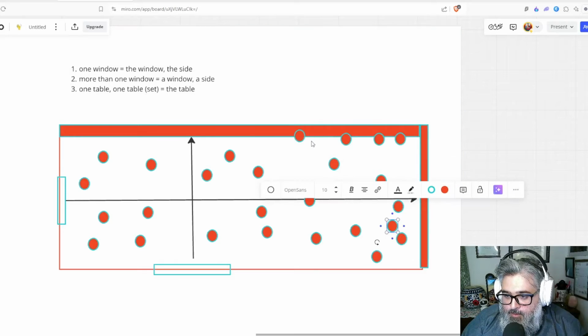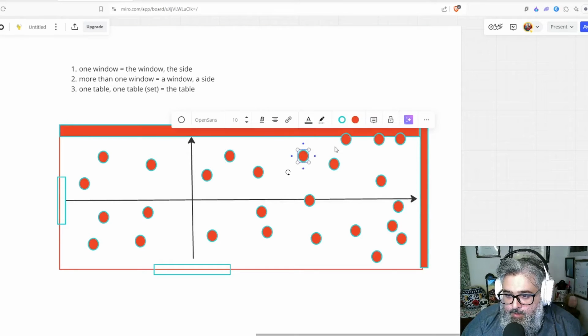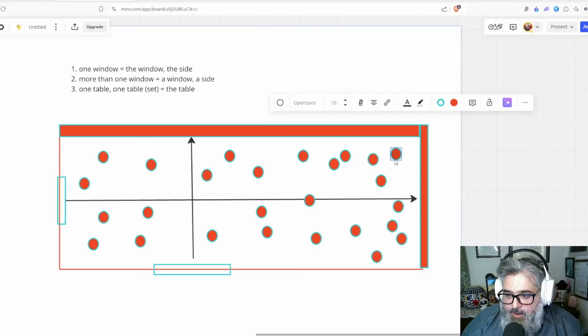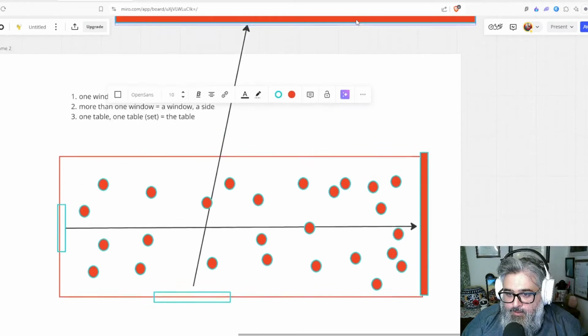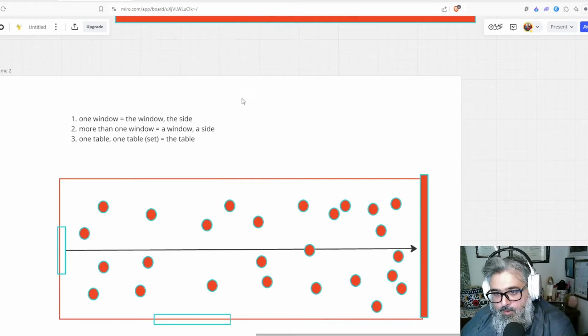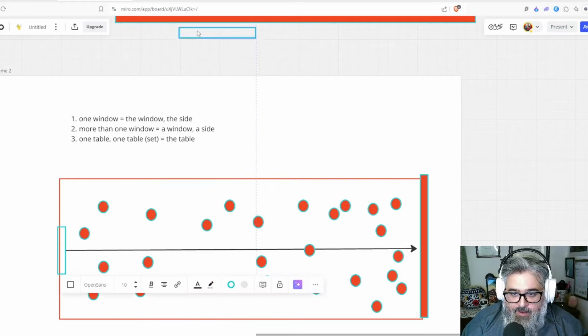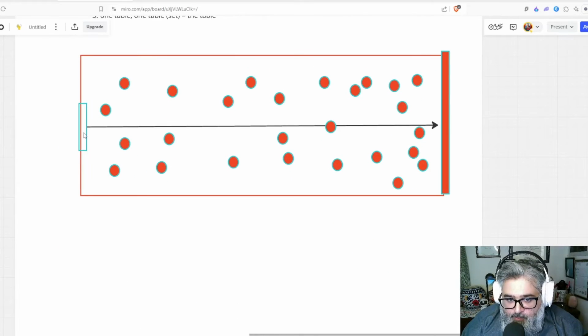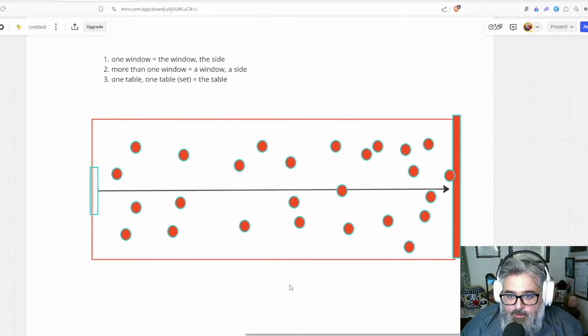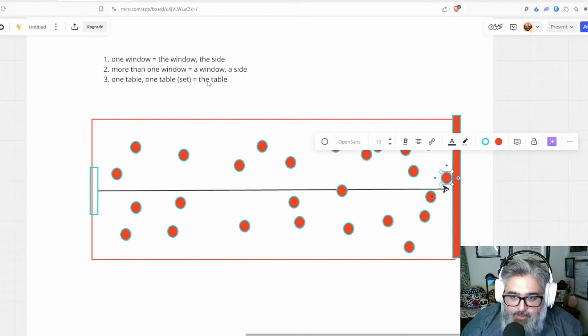Suppose there are no other tables, but we're not talking about this situation here. We don't have any windows here, right? We just have one window. We have one side opposite the window. We have just one table here, right? So now because the set is only one table, he's going to say the window, the table. He's going to say the table.